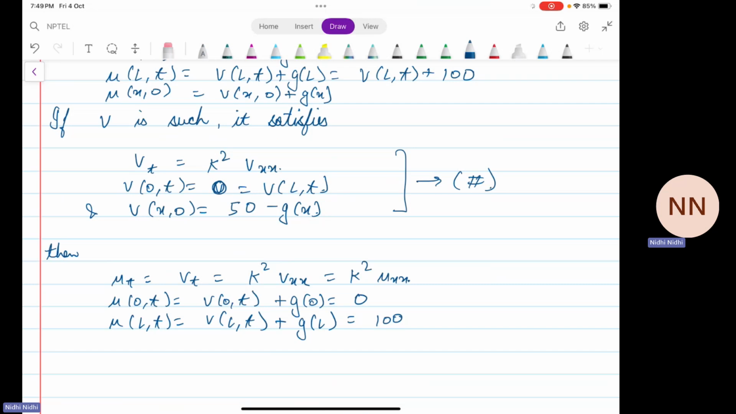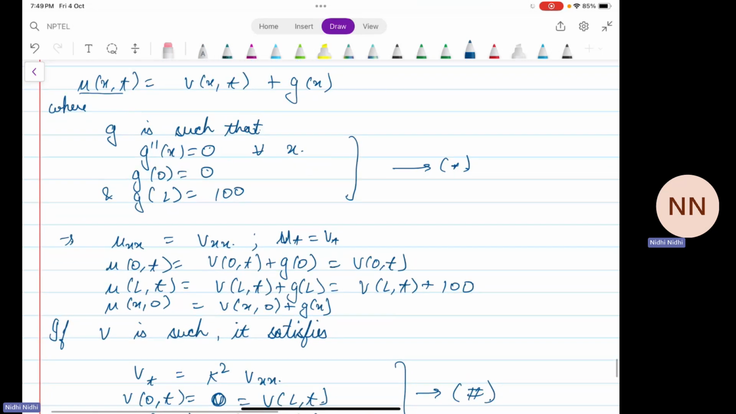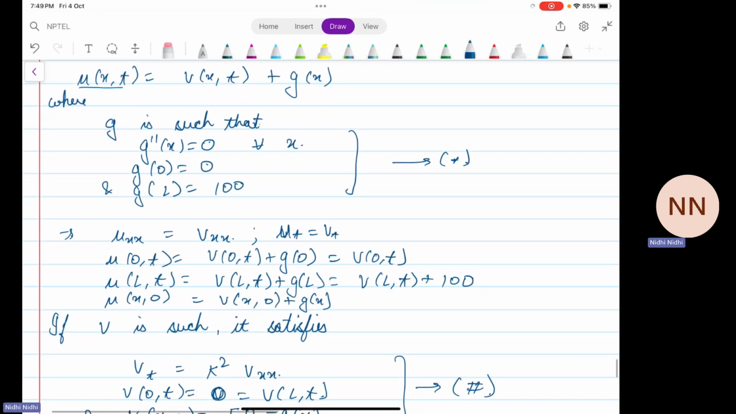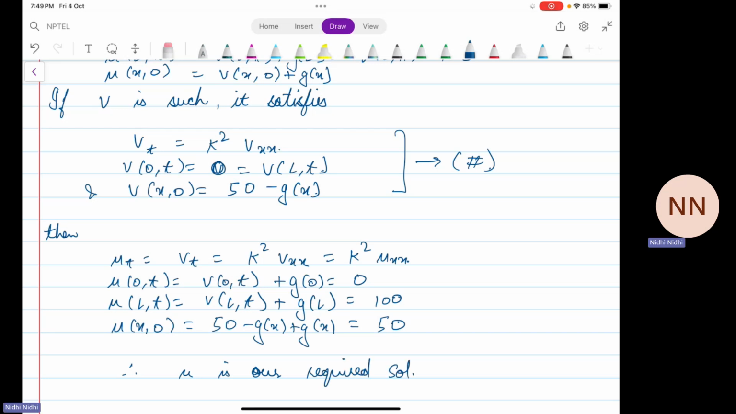And what other do we want? We wanted G(x) at 0 and V(x) at 0. U(x,0) is V(x,0) plus G(x). So V(x,0) is 50 minus G(x), plus G(x), so this is 50. Therefore, U is our required solution. So in order to find U, we need to find V and G.